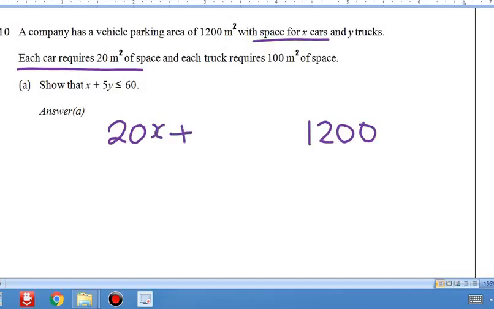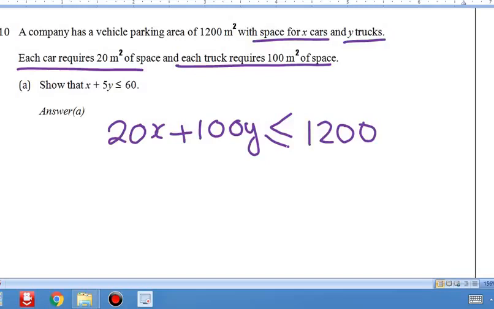Similarly, each truck requires 100 meter squares of space. Therefore, y trucks will occupy 100y meter squares of space. So whatever is the space occupied by the cars or the trucks, it will never exceed 1200 meter squares, which is the maximum parking available area, and therefore 20x plus 100y will always be less than 1200 or it will be equal to 1200 but will never exceed 1200.